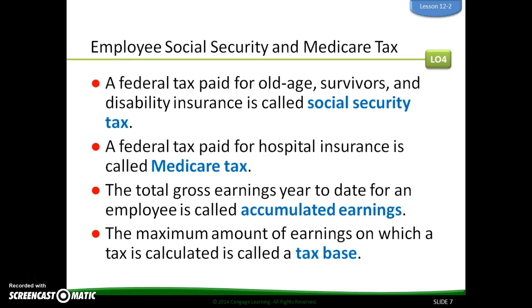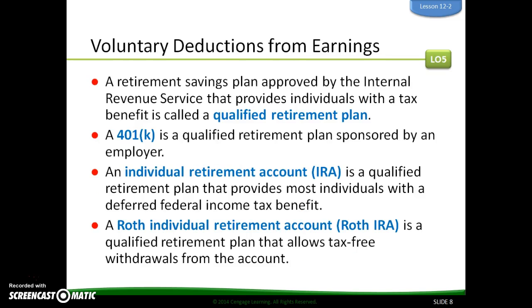So just to be aware, that Social Security tax base is not fixed. The Medicare tax applies to all dollars earned, so even after the limit on Social Security, you still go ahead and pay Medicare tax. Now, the Social Security tax rate is 6.2%, and the Medicare tax rate is 1.45%. So employers are required to deduct for Social Security taxes and for Medicare tax.